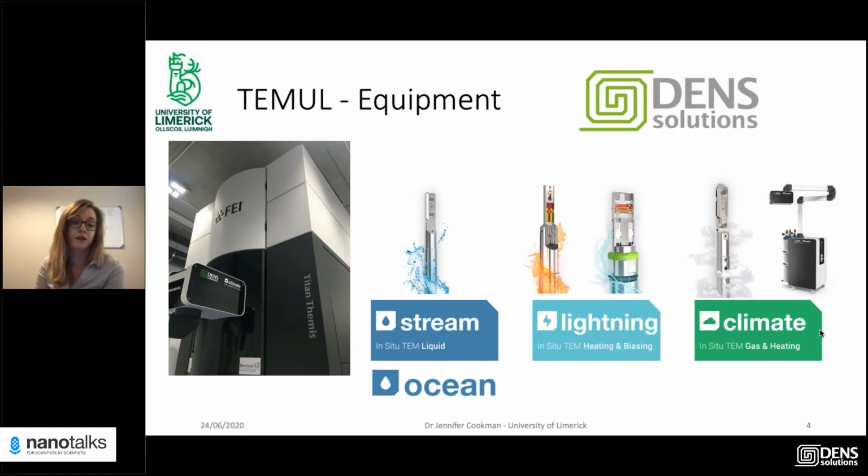So the experiments that I'll describe to you today have been done on their Ocean holder, which just allows simple liquid experiments. We also have the Stream holder, which allows us to do heating in liquid and also biasing in liquid. We've got the Lightning holder as well, which allows us to do heating and biasing in vacuum. And then also the Climate holder, where we can do gas experiments with heating also.